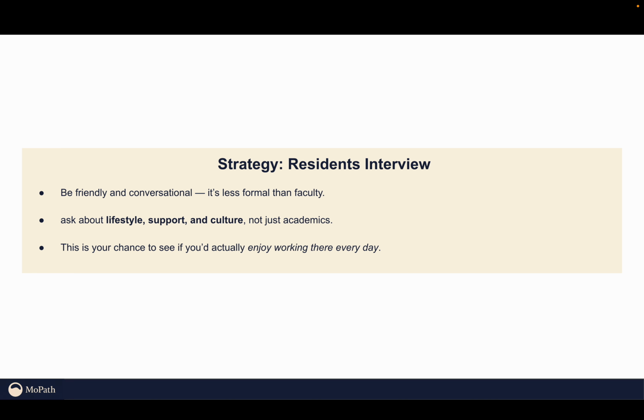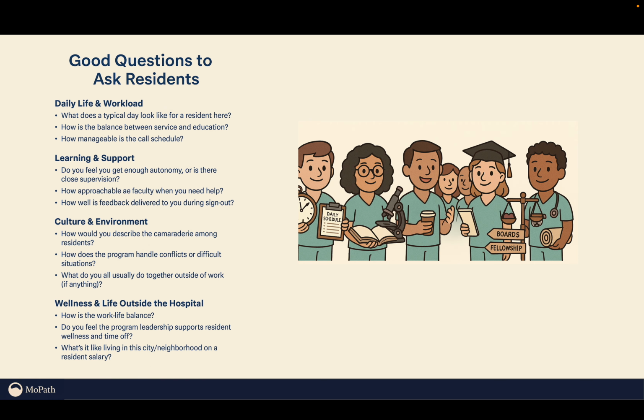After we are done with the faculty interviews, let's go to the resident interview, which I like. It's just a friendly, chatting interview. You can ask them whatever you want, not only about the program. Ask them about the lifestyle there, the support, the culture. I believe this is your chance to see if the residents actually enjoy working there every day.